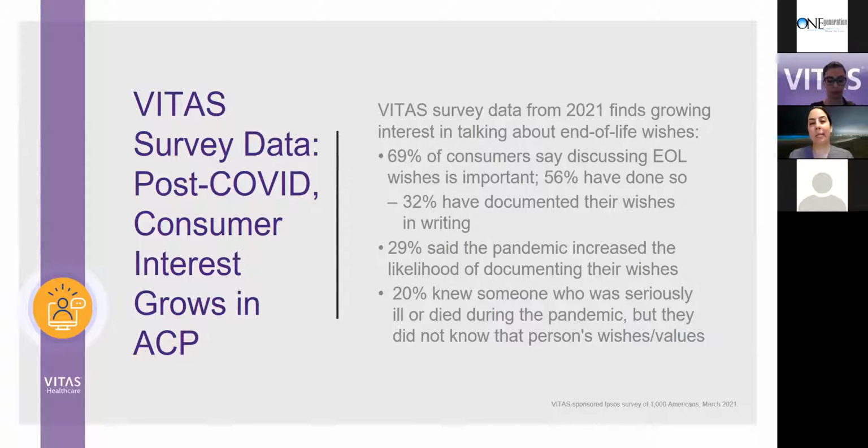29% said that the pandemic increased the likelihood of documenting their wishes, and 20% knew someone who was seriously ill or died during the pandemic, but they didn't know that person's wishes or values. And that can cause a lot of distress to the family, to the loved ones. And this is something that was an issue even before the pandemic.